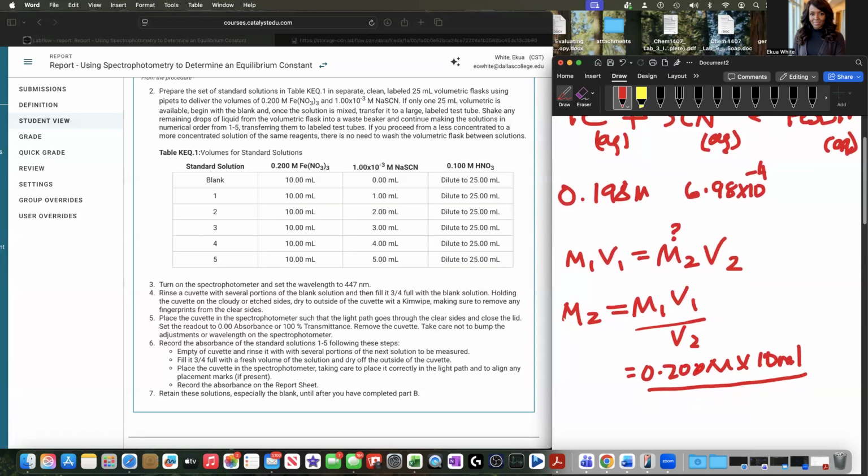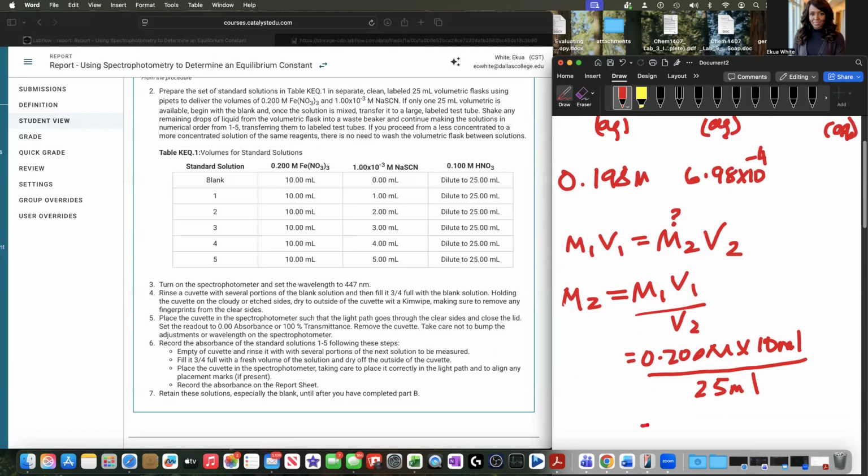Anyway, we have the first molarity, we have the first volume, and the total volume is 25 milliliters. Since the amount of the iron nitrate used in each trial is constant, the concentration is constant and the volume is constant, so our diluted concentration based on the total volume should be 0.08. Okay, so go ahead and work it out.